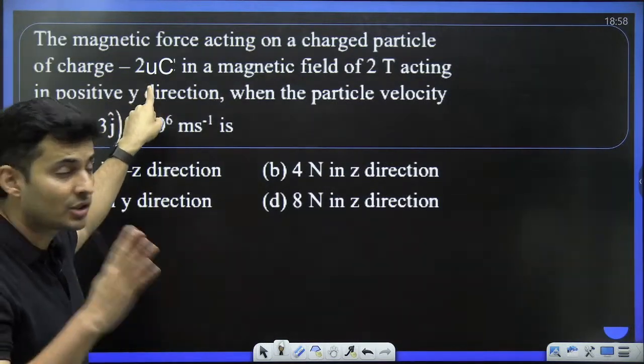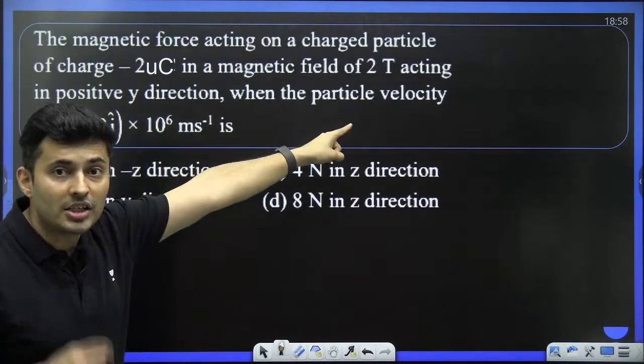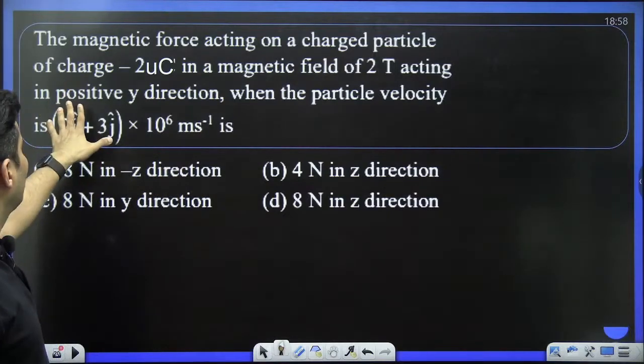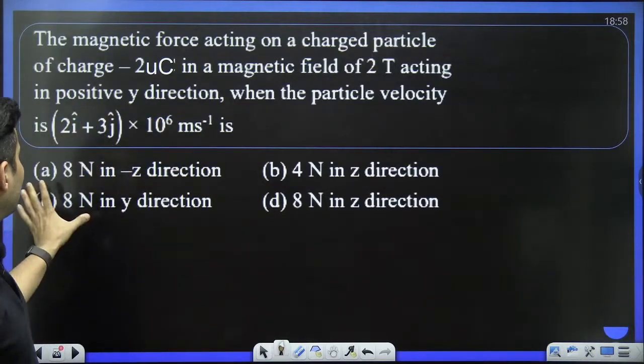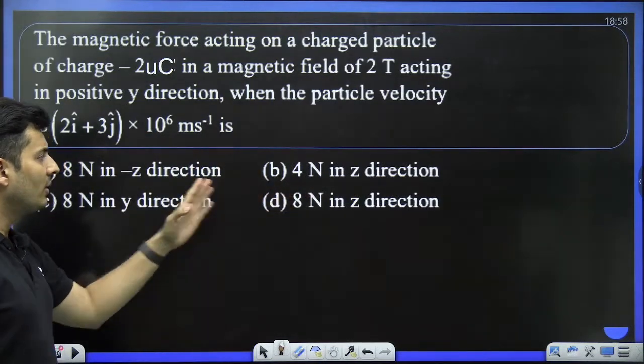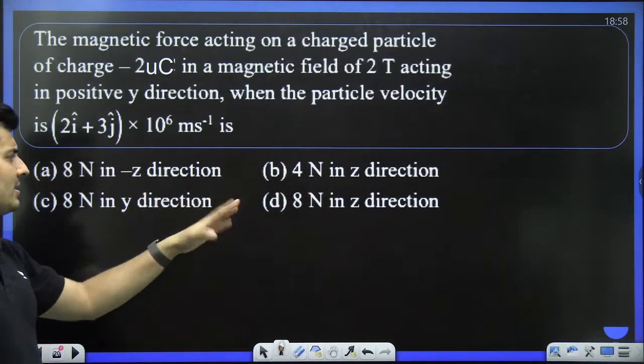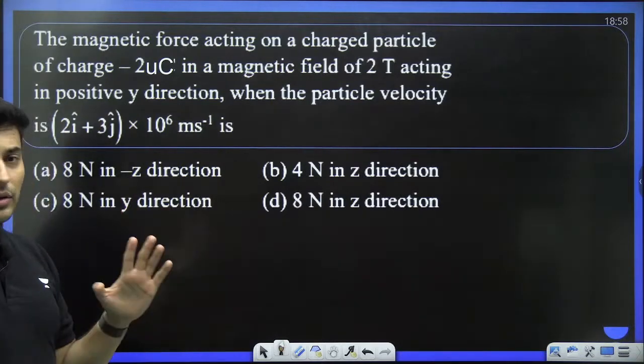Charge is -2 microcoulomb. Magnetic field is 2 Tesla. It is in the y direction, okay? The velocity is this much. What is the force? Some newtons in y minus z, z. So directions are also given, magnitude is also given.